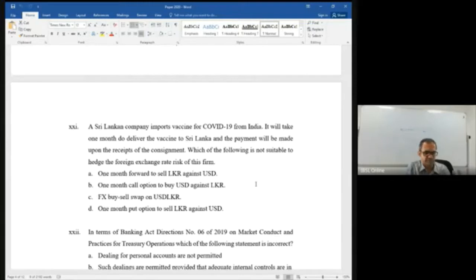So buy a call option on dollar rupee. Next, FX buy sell swap on USD LKR. That is wrong. Why? We buy dollars now, and you don't want to do a swap. You don't have 2 legs. What you need is to buy dollars in 1 month. Whether you buy today or in 1 month, you don't want to buy today and sell in future, or sell today and buy in future. You don't have two separate cash flows. So that's the correct answer, because it's asking which is not suitable. Even the last one, 1 month put option to sell LKR against dollar, is like buying dollars. So the answer is C.